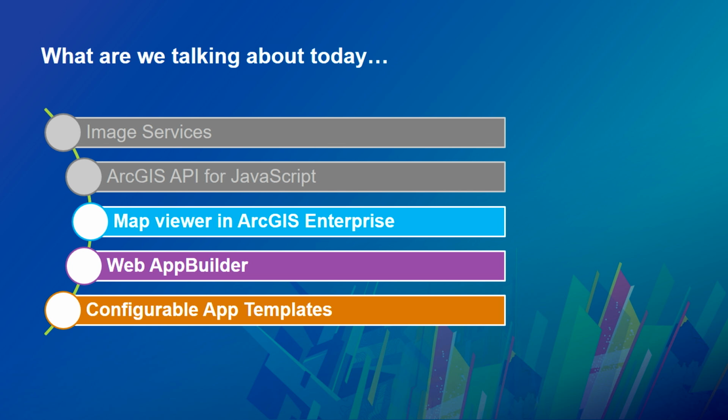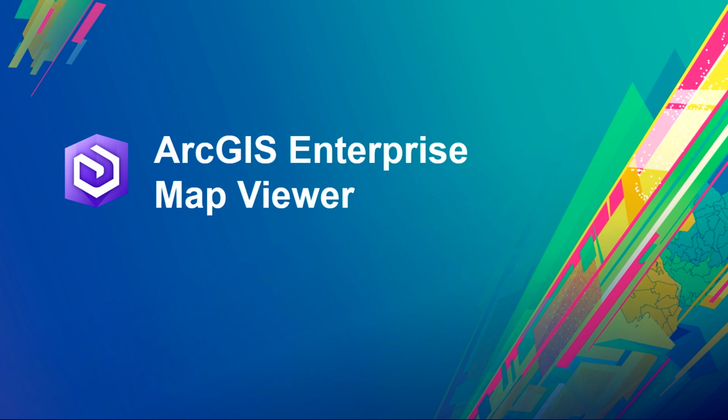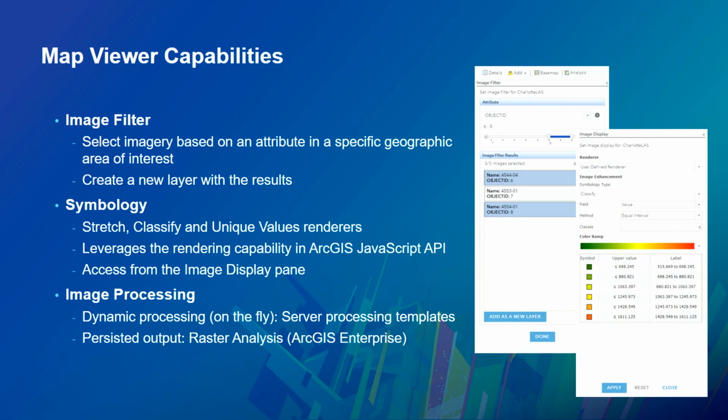Cool. So besides the ArcGIS API for JavaScript that Janika just talked about, there are also other options you can choose from to build your own imagery apps. The topics I'm going to talk about today are the following three: the map viewer in ArcGIS enterprise environment, the Web AppBuilder, and the configurable app templates. First, for the map viewer in ArcGIS enterprise environment, it has a variety of powerful capabilities to help you better visualize and analyze your imagery data. I will take the following three capabilities of map viewer as examples.